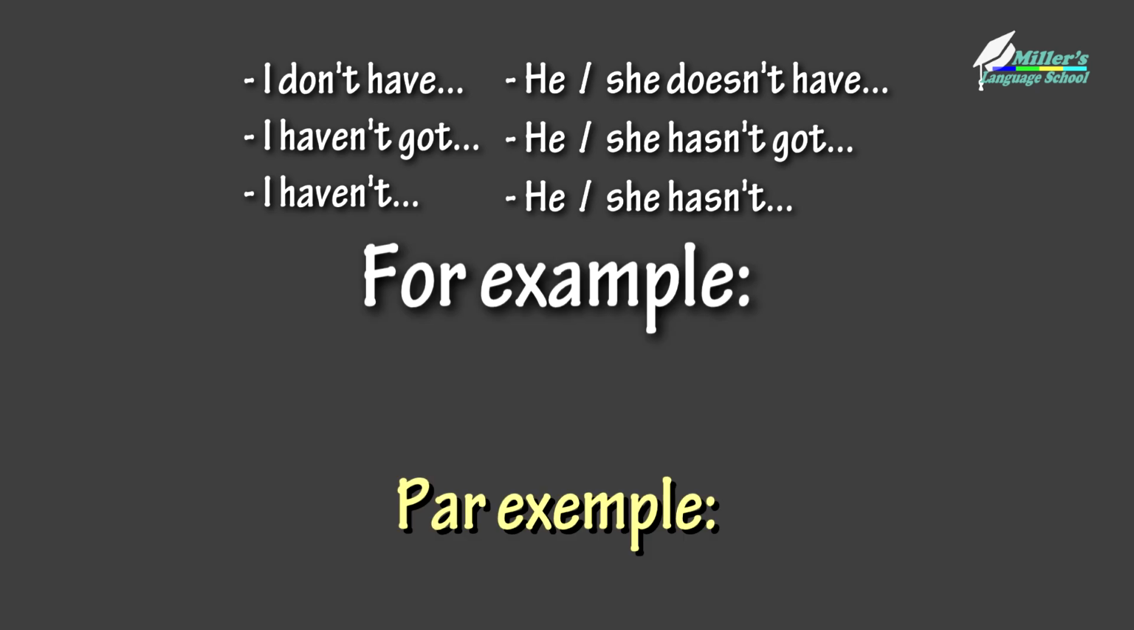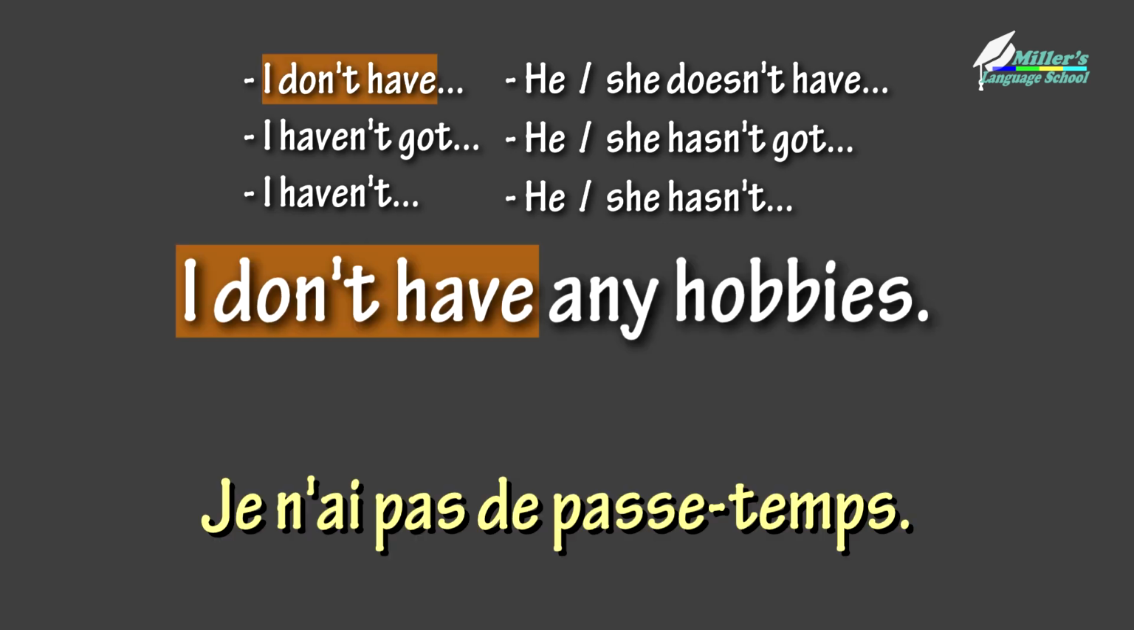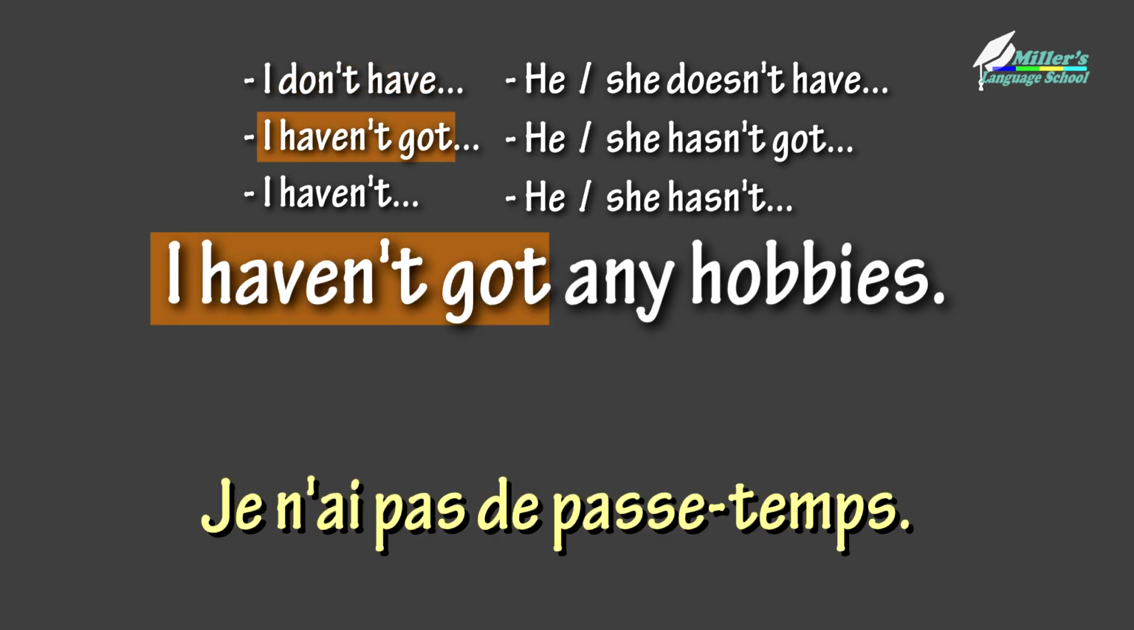Par exemple. For example. Je n'ai pas de passe-temps. I don't have any hobbies. Je n'ai pas de passe-temps. I haven't got any hobbies.